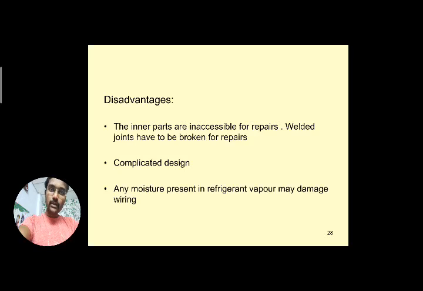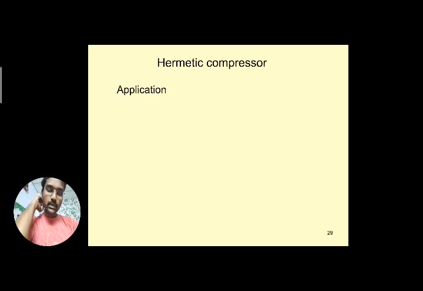Another problem is that whenever some moisture is present in the refrigerant vapor, it may damage the wiring. Why? Because it is making contact with the winding to cool it. It may also damage the mechanical components, which may get corroded with longer usage. So the moisture present in the refrigerant vapor must be removed, and safety devices can be used for removing the moisture content. So these are some advantages and disadvantages.